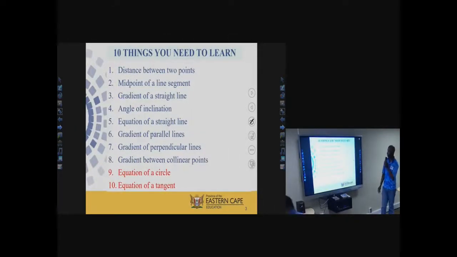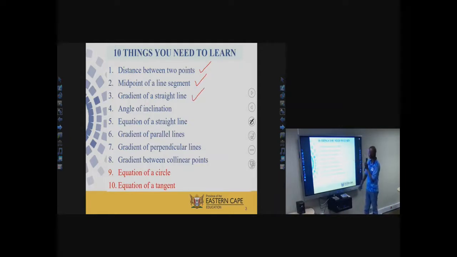Right, the first thing that we said on Tuesday, we said in analytical geometry, you have to look at 10 things. Some of them you learn in grade 10 and 11. The only two that you learn in grade 12 are number 9 and number 10. So the distance between 2 points is done in grade 10 and 11. Midpoint of a line segment is done in grade 10 and 11.